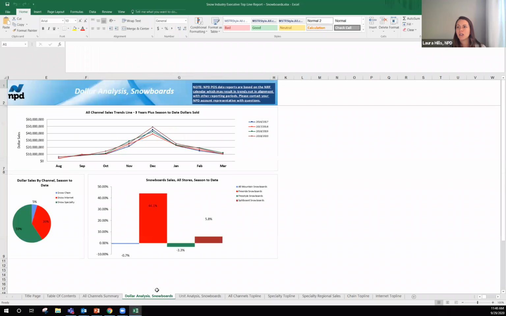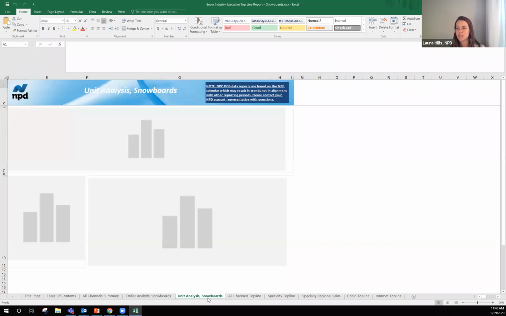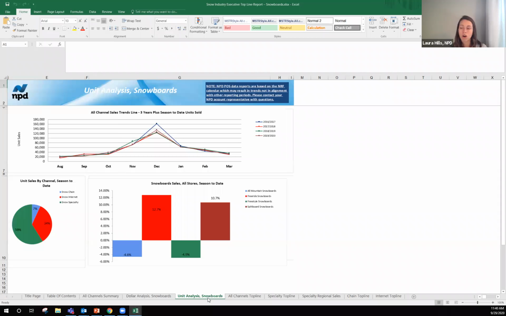Then you can get a little bit more detail by channel. If you take a look at the dollar analysis here, it'll also show you the trend by month throughout the season. So no surprise that December is the highest selling month of the season, but you can see how it compares to August, to January, to March, to each of the months within the season. And then a similar view for the unit analysis.